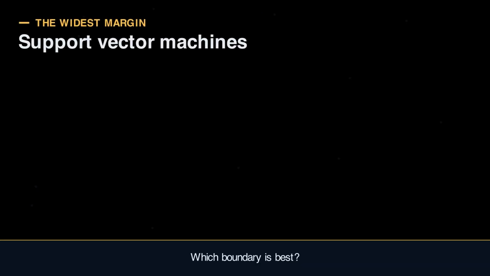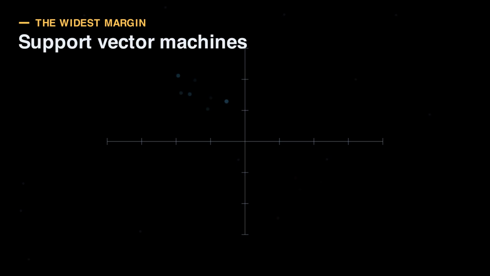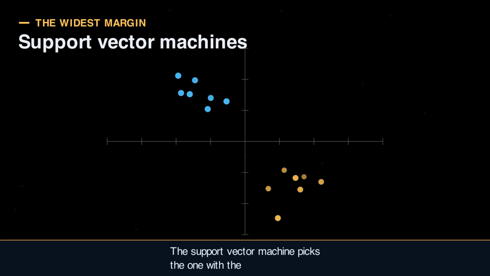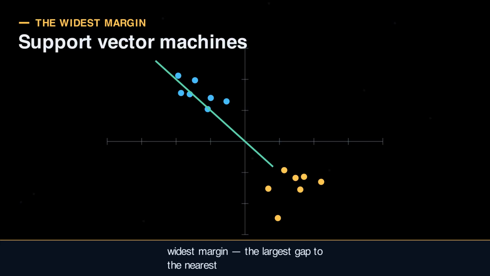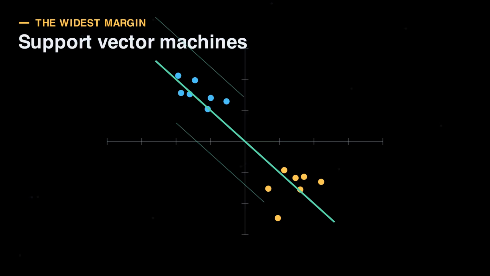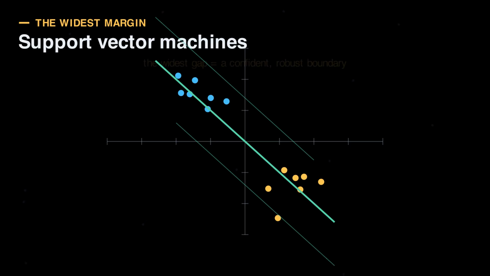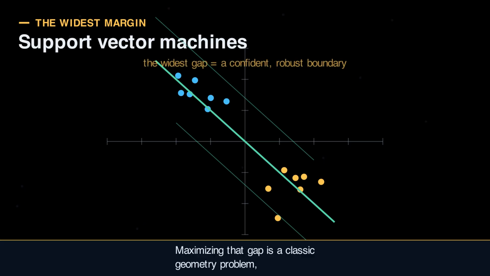Which boundary is best? Often, many lines separate the data perfectly. The support vector machine picks the one with the widest margin, the largest gap to the nearest points on either side. A wide margin means a confident, robust decision. Maximizing that gap is a classic geometry problem solved with the tools we have built.